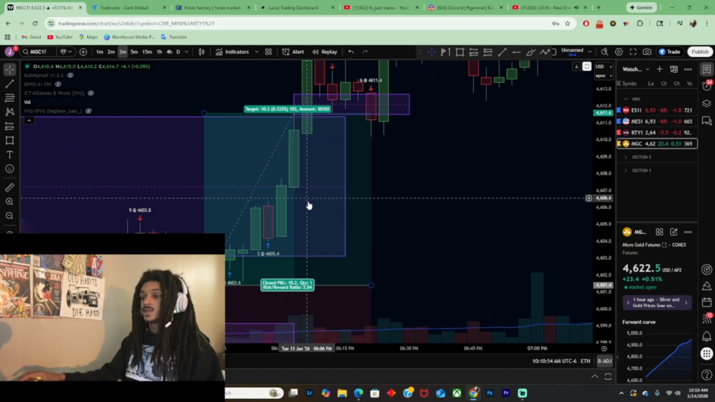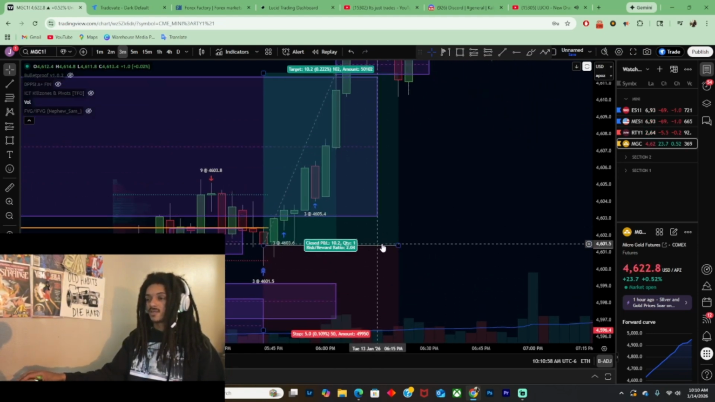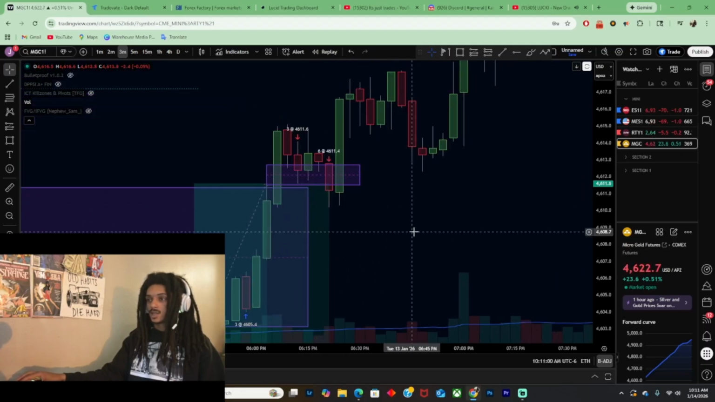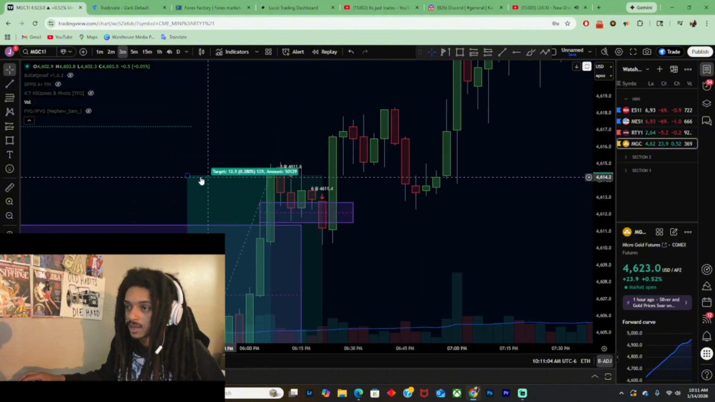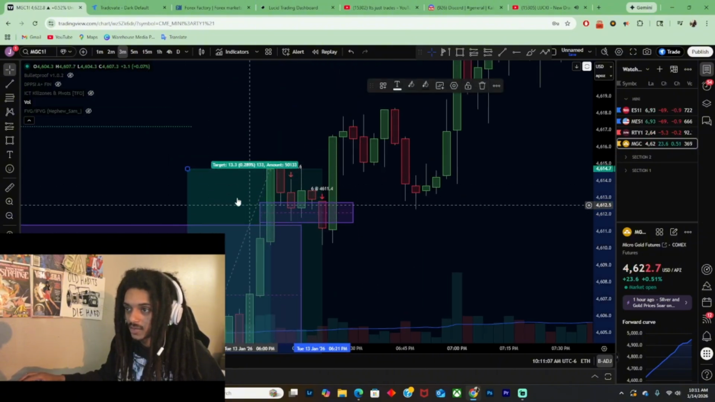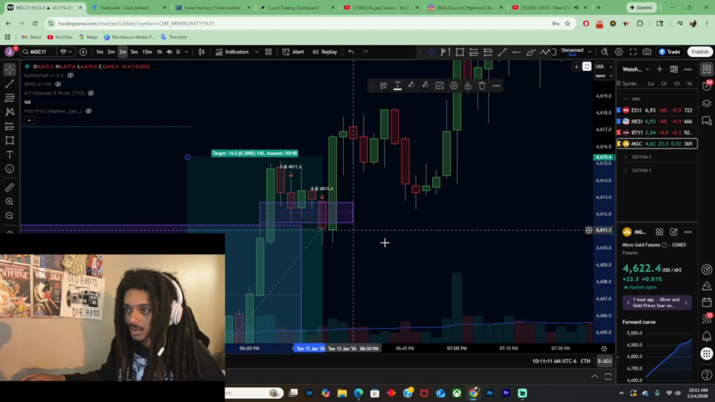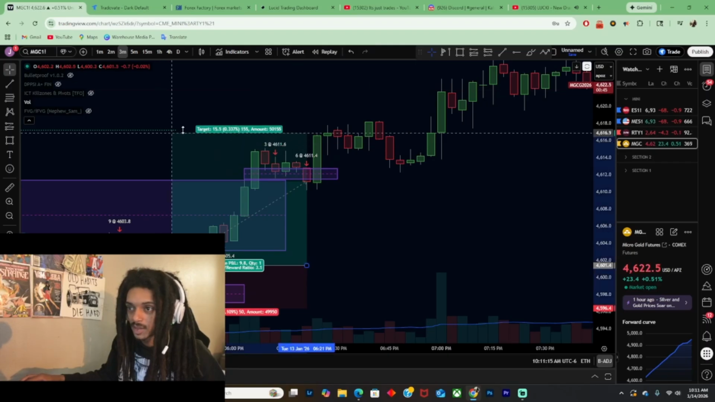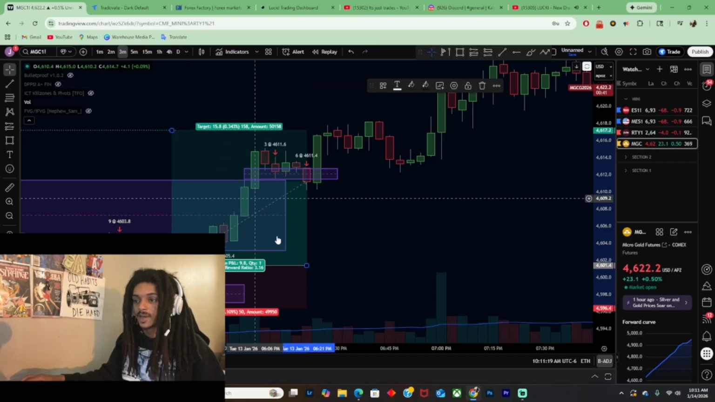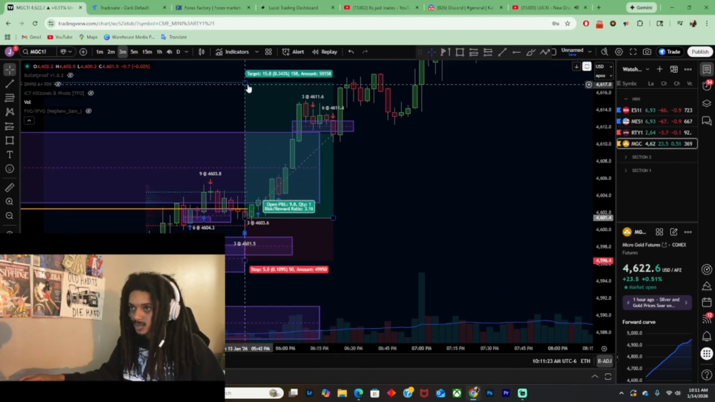I'm super happy with this 2R. I think we made 770 on this trade, so that's super clutch. I'm happy with that. Like I said, I was in the trade for all of this, so I could have closed a little earlier for more profit, but that's all good. My final target was up here for a little over 3R at the value area high, but like I said, I got stopped out here. So that was my gold trade.